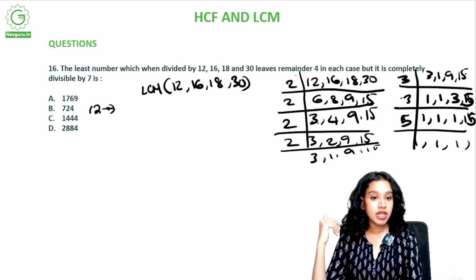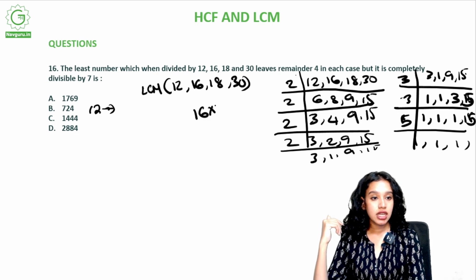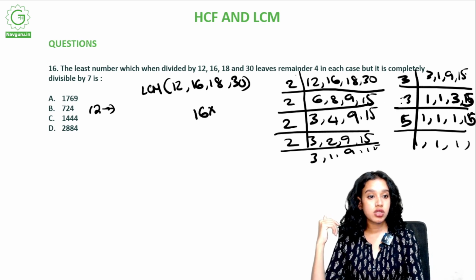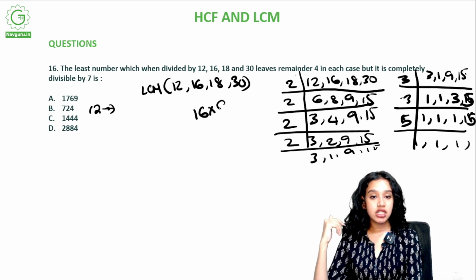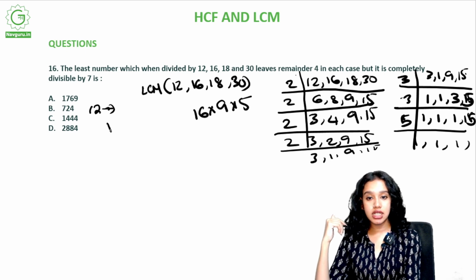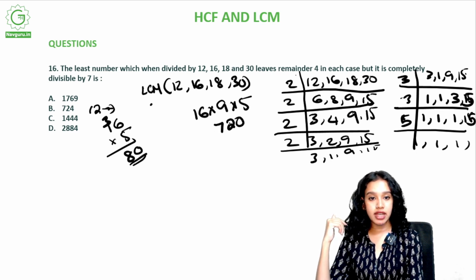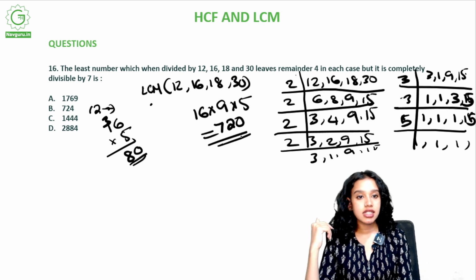So we have 4 times 2, which is 16, into 3, into 3 is 9, into 5. So what is 16 into 5? 6 5s are 30, 5 1s are 5 and 8. Now we have 8 9s are 72 and we have 720 as the LCM.